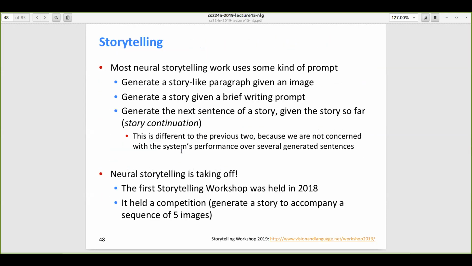So coming to storytelling, this is another NLP task. Storytelling is where you try to generate a story-like paragraph, given an image. So that's one way of doing it. Or you're given a prompt and then you have to generate a story for that. Or maybe you're given a story and then you have to continue from where it's left off. So these are all some of the tasks that are related to storytelling.